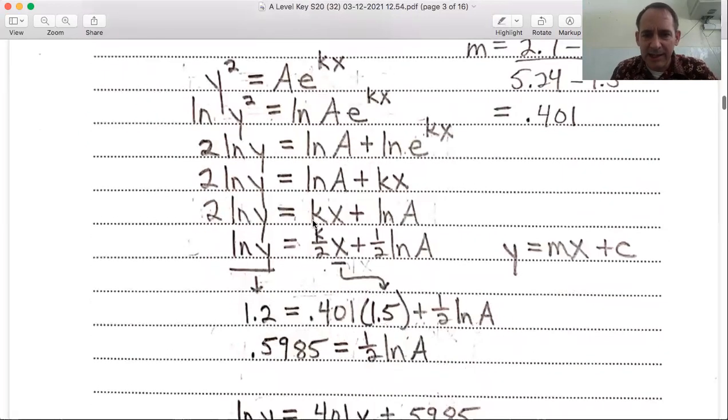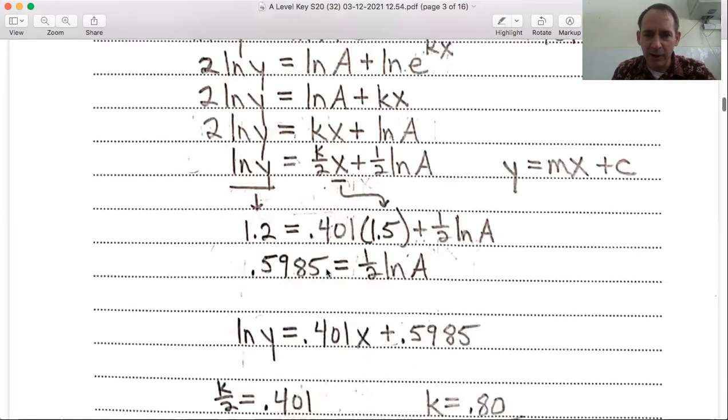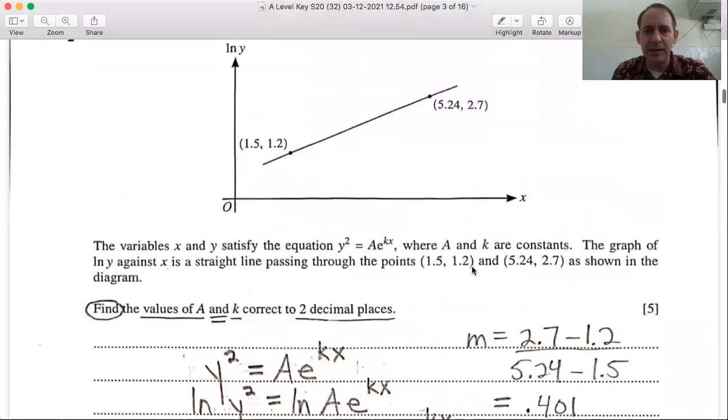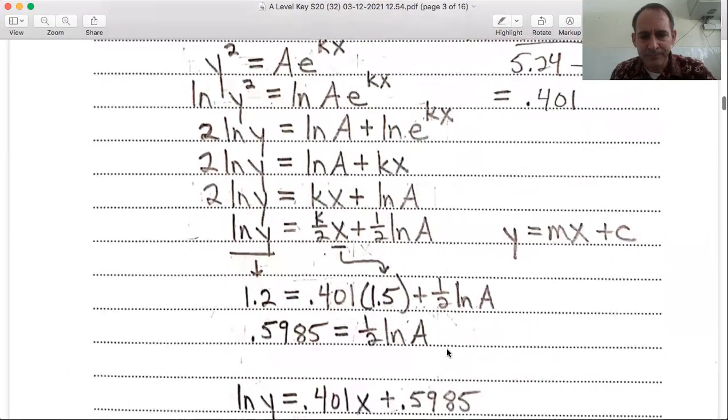So we replace that k over 2 with 0.401 because that's our slope. And then when we calculate all of this out, the 1/2 ln a comes out to 0.5985, which is then our plus c in our linear format. So this is our complete equation for the line of this graph up here.